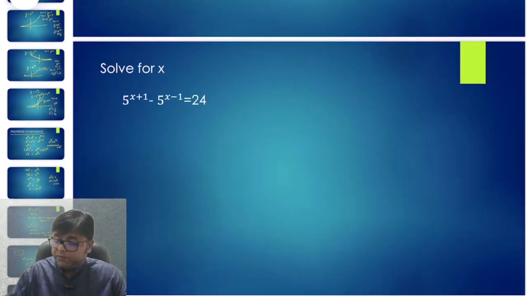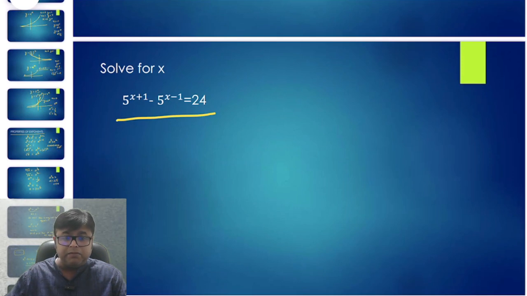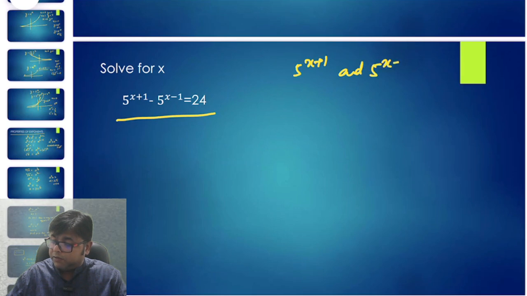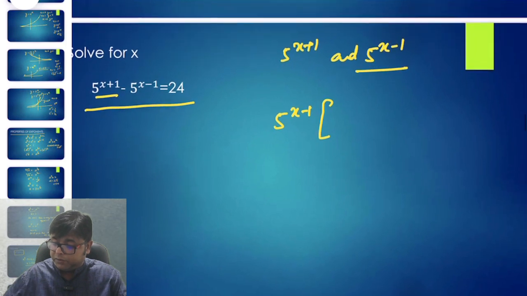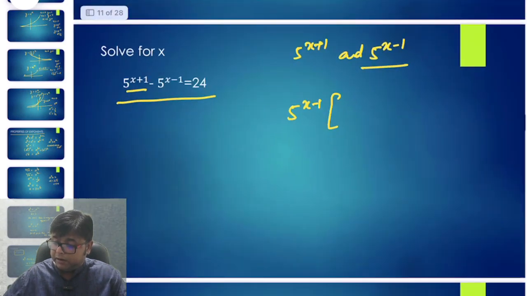Now, these types of questions, we do by taking the lower value common. So among 5 to the power x plus 1 and 5 to the power x minus 1, the smaller value is 5 to the power x minus 1. So if I take this as common, I need to know what I am left with if I've taken 5 to the power x minus 1 common.